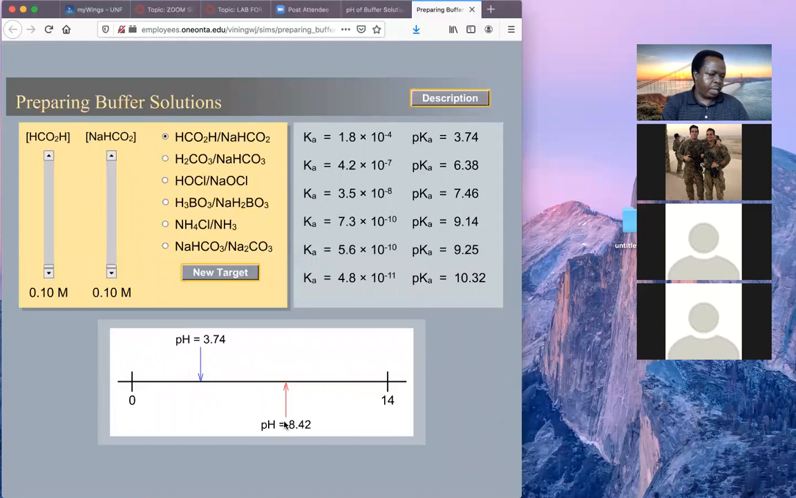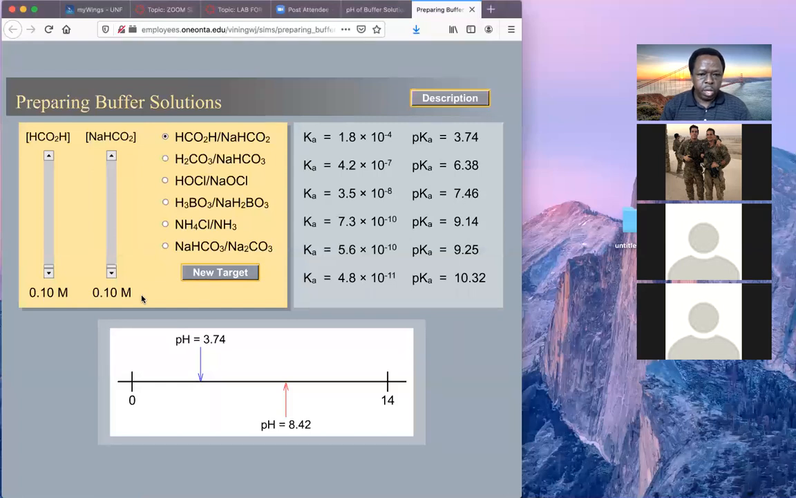3.78, I believe. The second one is 6.11, and there is 9.67, and I think 10. We have, I think, 9 or 10. You will look at the, yes, 10.5, 10.5. Those are the targeted pH values you will be using. Use the new target here until you get those values before you adjust your concentration on the Henderson-Hasselbalch equation.